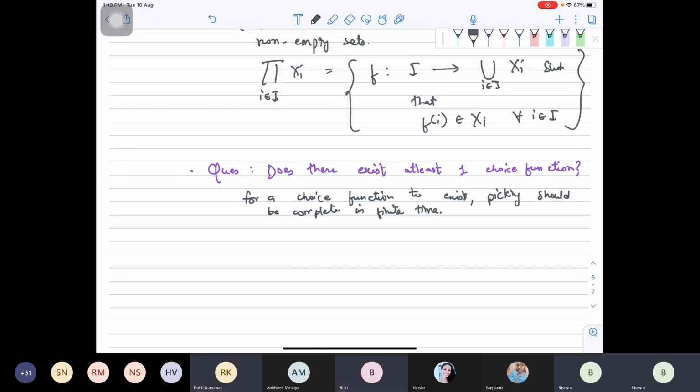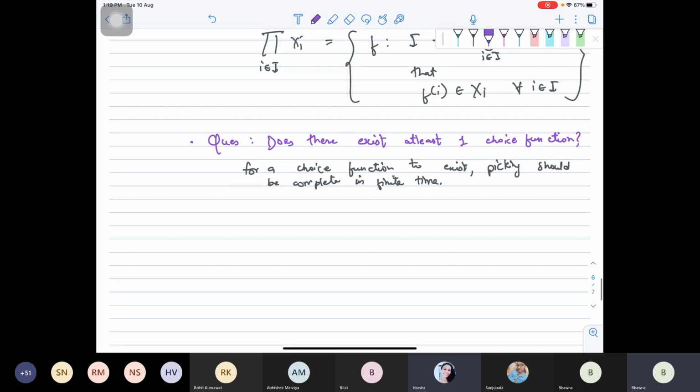To say that one element is there, the picking of elements for that particular choice function should be complete, in a non-finite level. Only then will this be true. We are taking non-empty sets only. So for the axiom of choice, if we take an arbitrary family, the picking process will never complete. Exactly, it will never complete, therefore we take this as true. The picking will not be in a finite time.